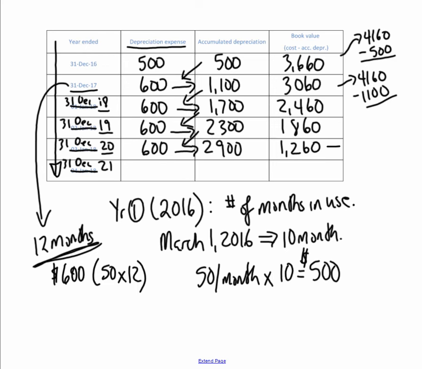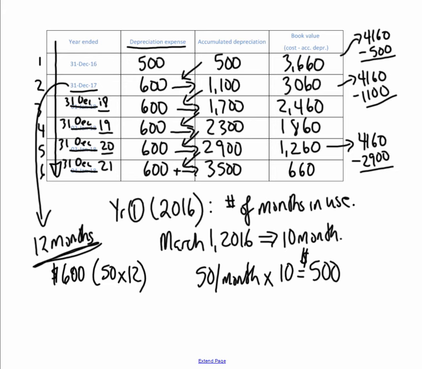$600, $2,960. Keep in mind how we're calculating this. The $4,160 minus the accumulated depreciation. December 31st, 2021. $600. How come? Used it for 12 months. Add in, which is equal to $3,500. How much value do we have remaining? $660. It looks like 1, 2, 3, 4, 5, 6 years. We can stop right now, right?